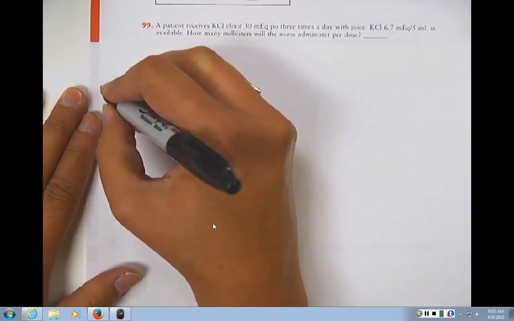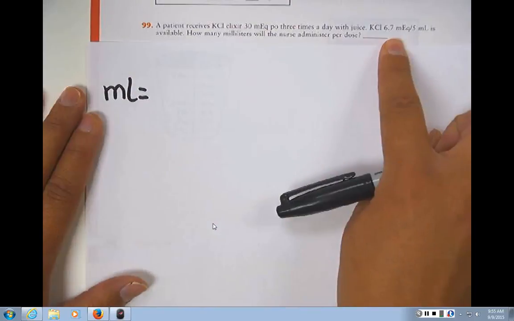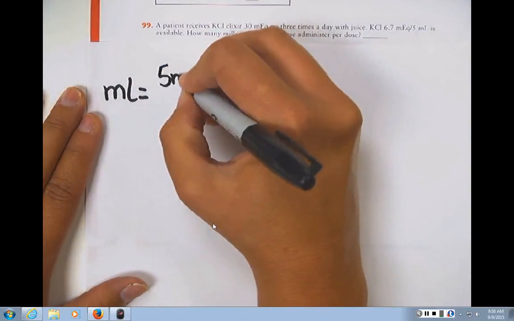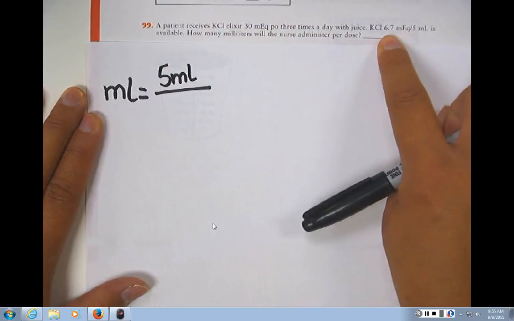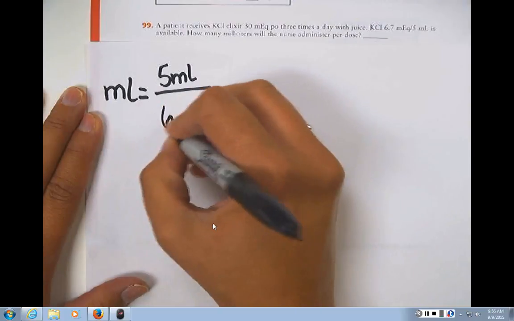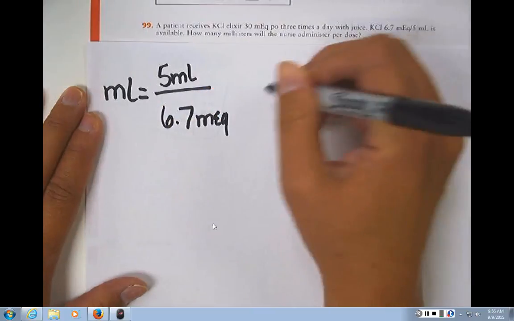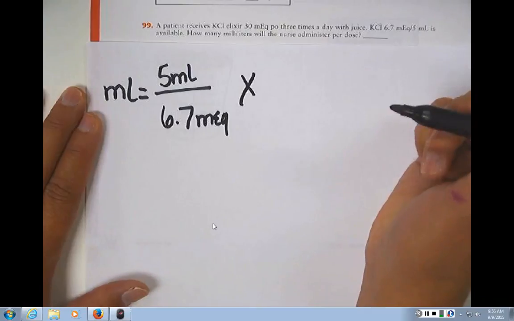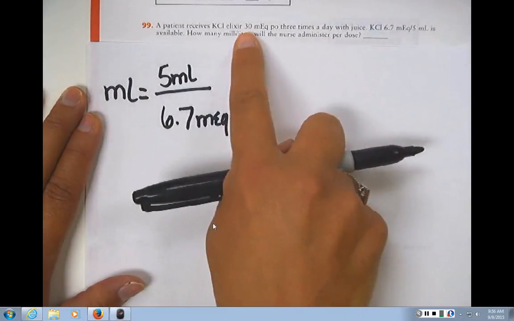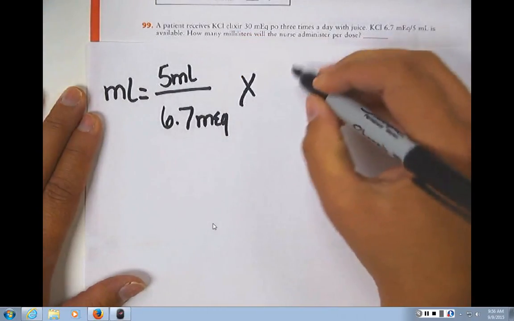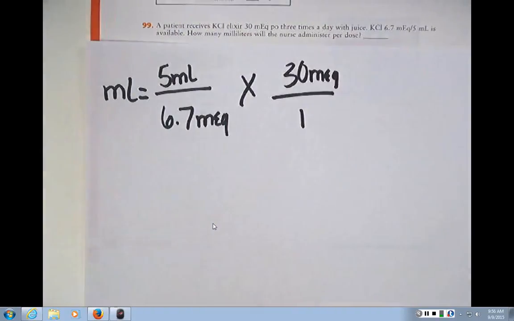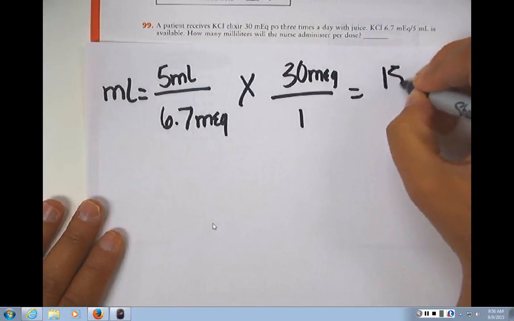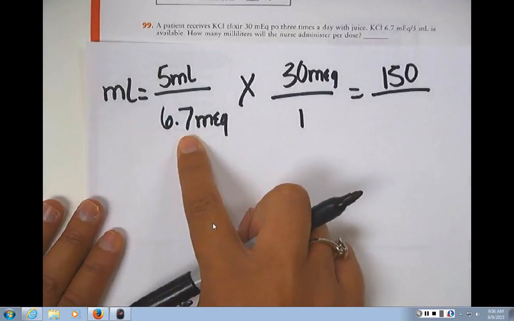I am solving for milliliters, and my dose on hand is 5 milliliters in 6.7 milliequivalents of the potassium. So 6.7 milliequivalents. I'm going to multiply that by the physician's order, and the physician ordered 30 milliequivalents. So 30 milliequivalents, again, over 1. So I'm going to multiply 5 times 30. That gives me 150. And 6.7 times 1 is 6.7.